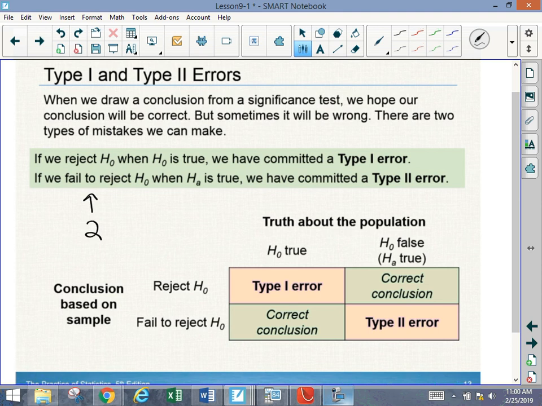You should have rejected it but you failed to. That's a type 2 error. Okay? Type 1 error, you reject it, but you shouldn't. So that's how I remember. You failed to reject. That's how you remember. Okay?